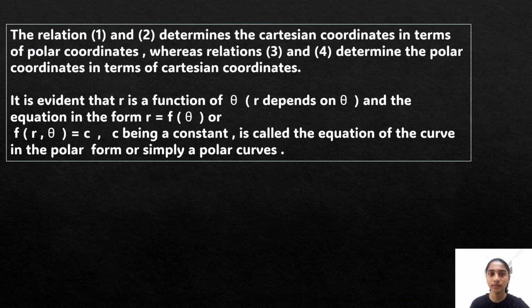The relations first and second determine the Cartesian coordinates in terms of the polar coordinates, whereas the relations third and fourth determine the polar coordinates in terms of the Cartesian coordinates. It is evident that r is a function of theta, meaning r depends on theta, and the equation in the form r is equal to f of theta or f in bracket r, theta is equal to c. Here c, being a constant, is called the equation of the curve in the polar form, or simply a polar curve.